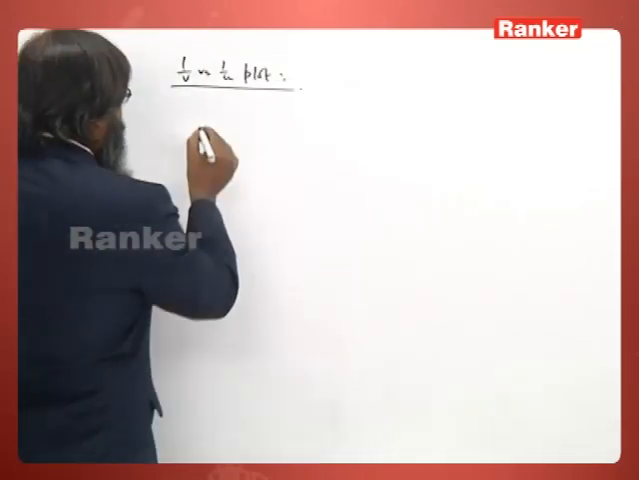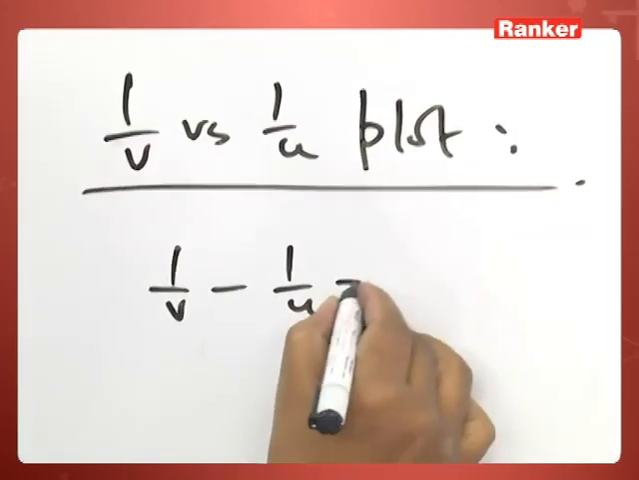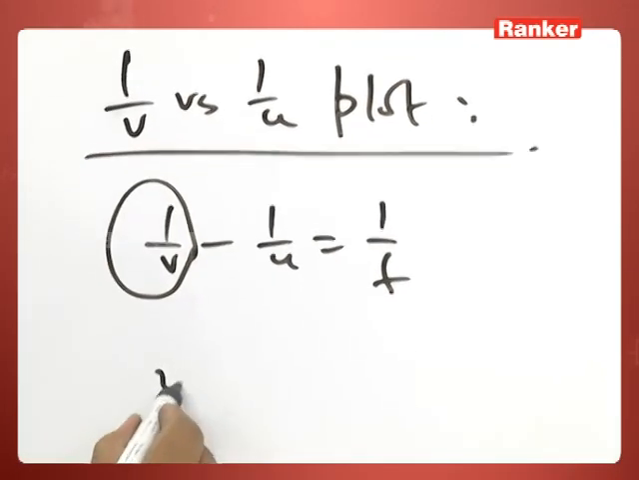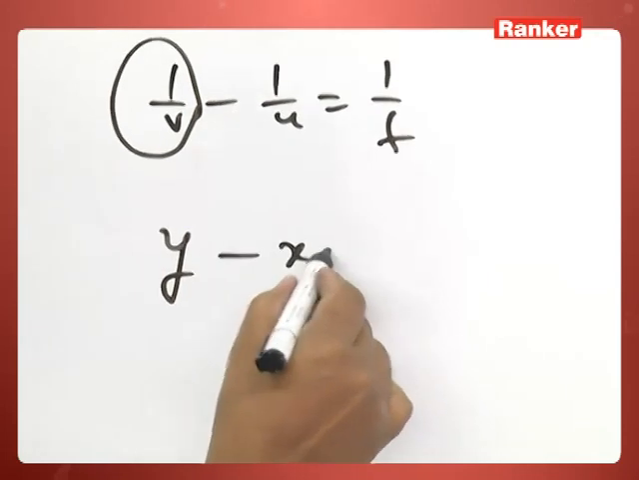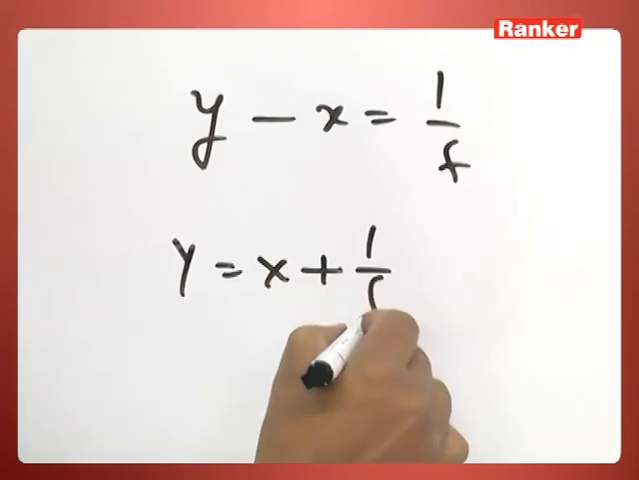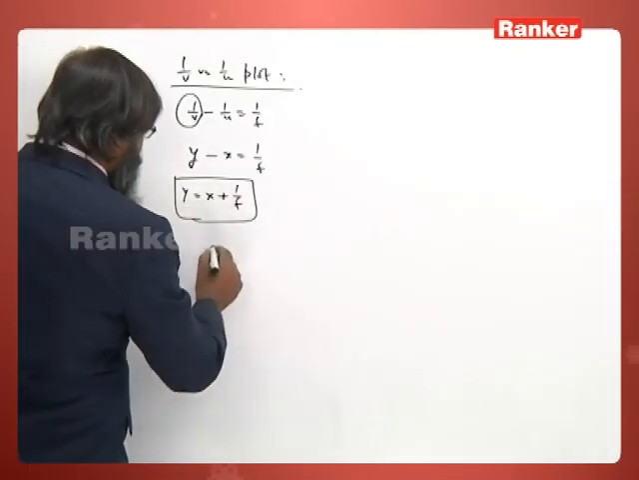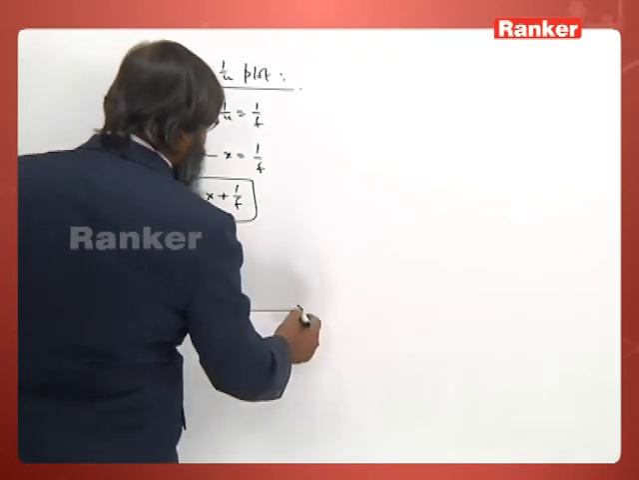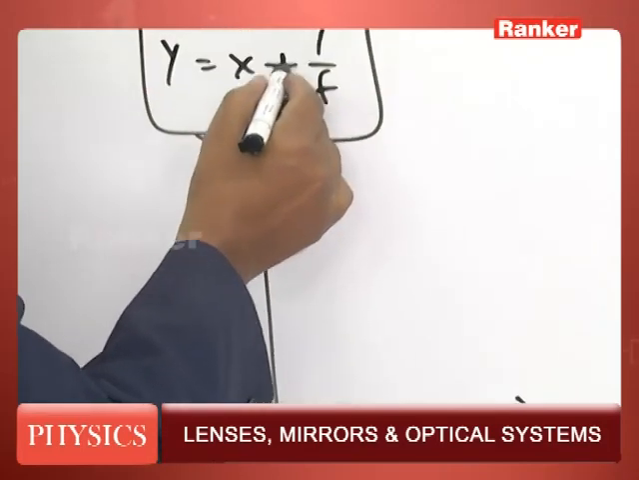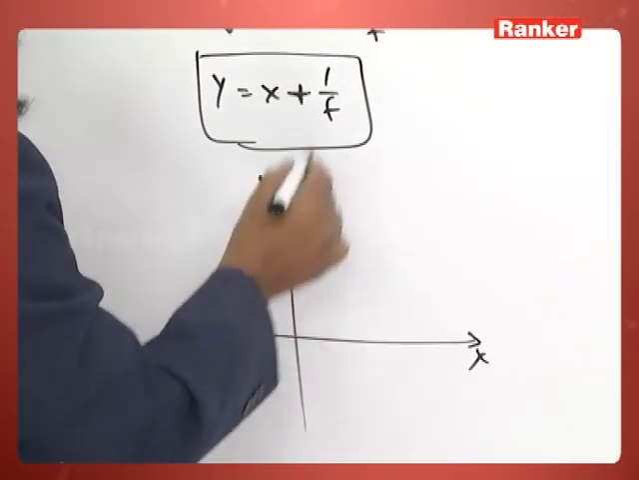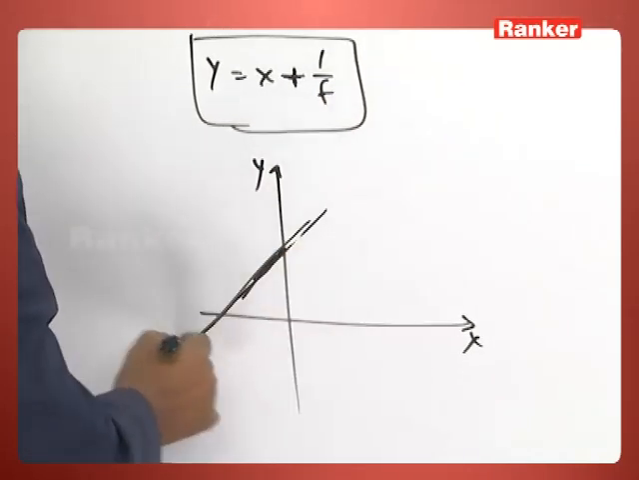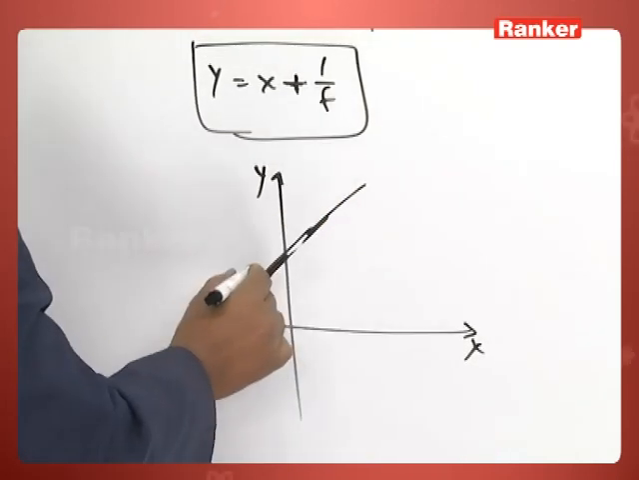Now, our lens formula is 1 by v minus 1 by u is 1 by f. We put 1 by v along the y axis and 1 by u along the x axis. So we get y is equal to x plus 1 by f. So you see this line, suppose I say this is x and this is y, its slope is 1, and 1 by f is positive here. So its intercept is 1 by f. So this will be a line like this. We are interested in this part.